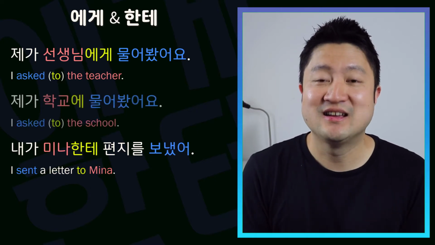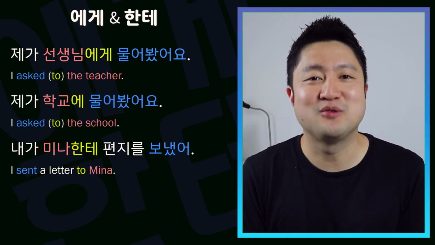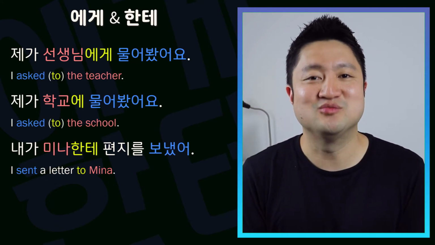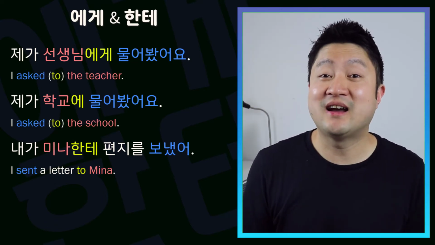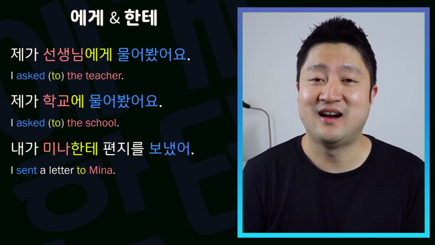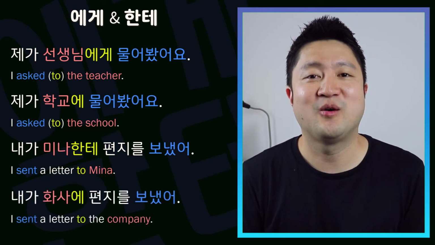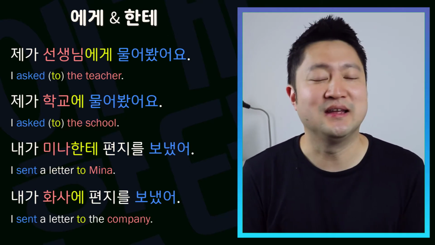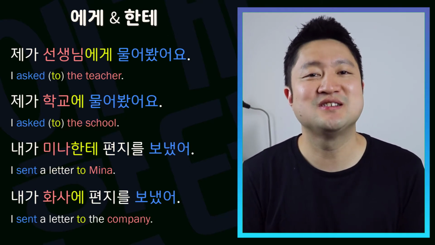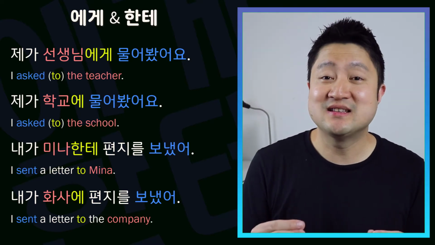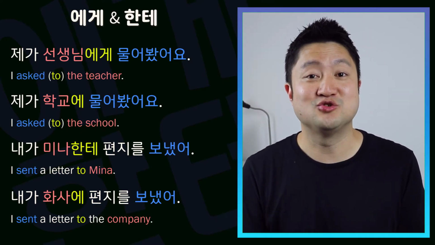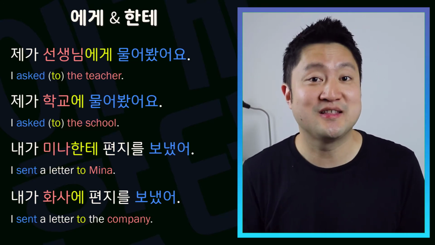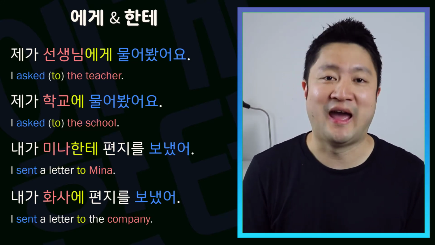So we would say 제가 학교에 물어봤어요. I asked the school. And to say that I sent a letter to the company, I would say 내가 회사에 편지를 보냈어. I sent a letter to the company. So in these sentences, to talk about asking a question to 학교, the school, and to talk about sending a letter to 회사, the company, we use the particle 에.